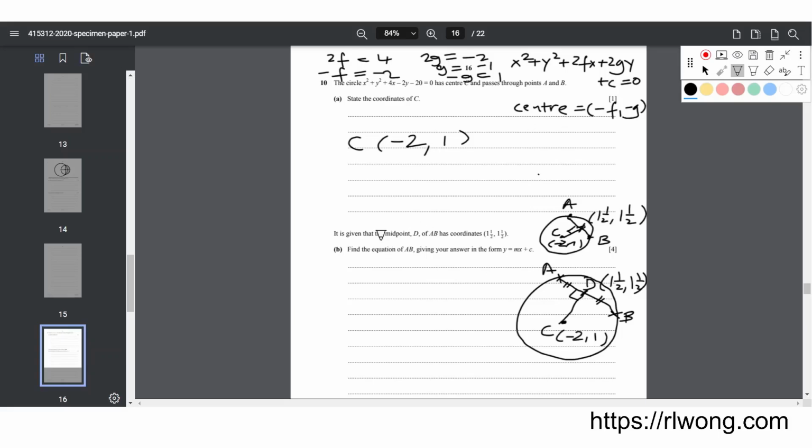All right. So let's say the gradient of CD is equal to, okay, let me put in the points of D first. Okay, so I can find the gradient.